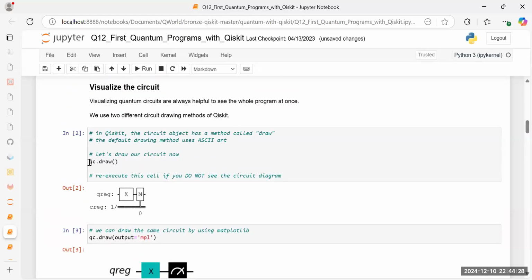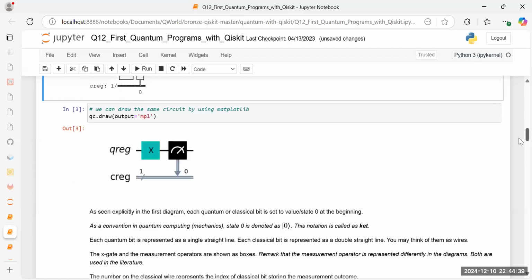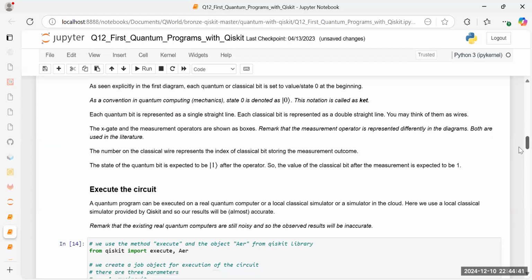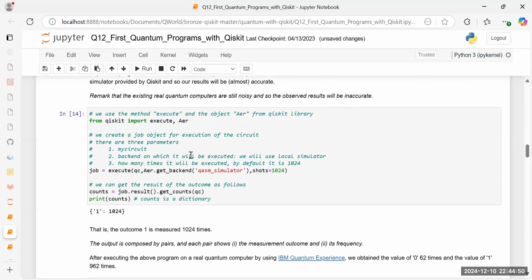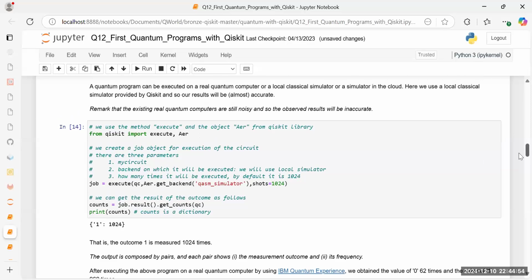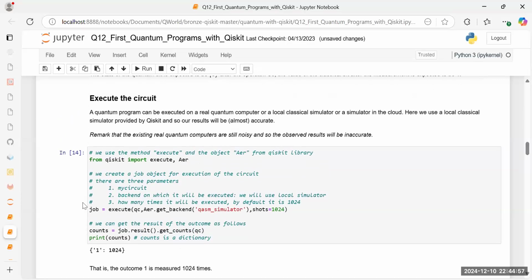Okay, so first off, we're going to draw the circuits. As you can see, it's the Qiskit that we're applying, and we have M for measurements, which is what we use to read out our values. And you can even use matplotlib to get a better looking diagram. Okay, so we've defined our circuits, and this is where we're going to actually execute it.